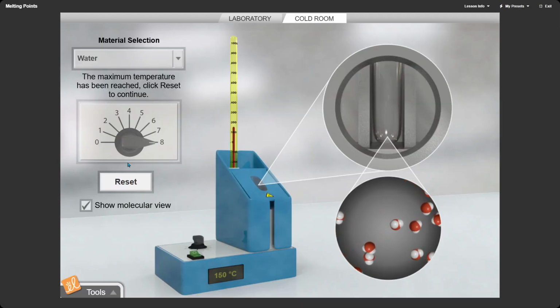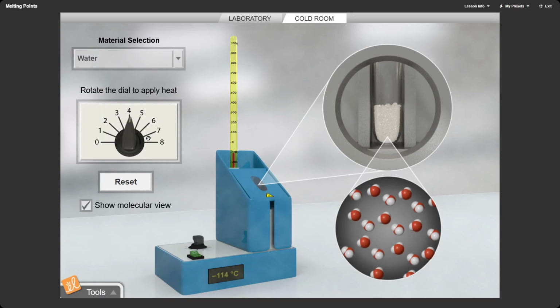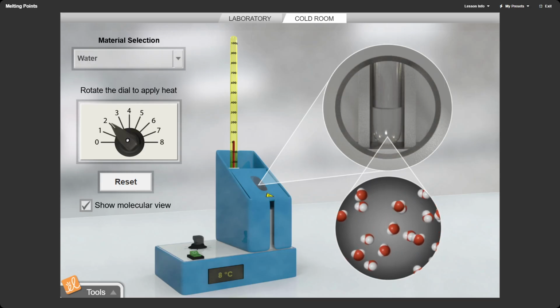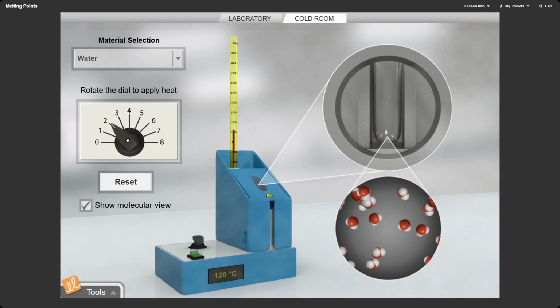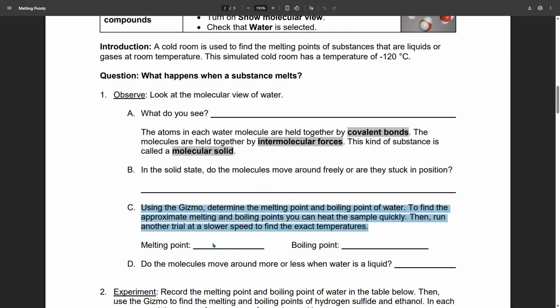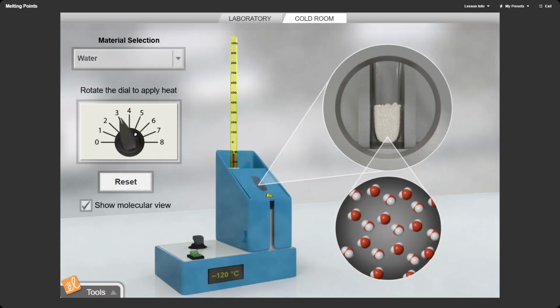Okay, that went very quickly, so let's reset it. So you're wanting to get these temperatures quickly, and you can see that that's changed, and then the boiling point should also, now you see that it's disappeared. So those were very quick. You're trying to slow it down.